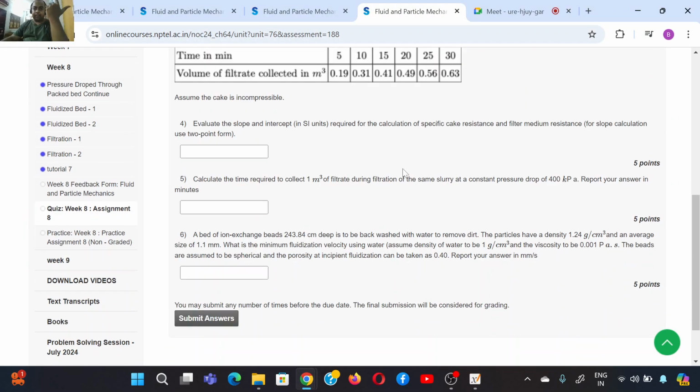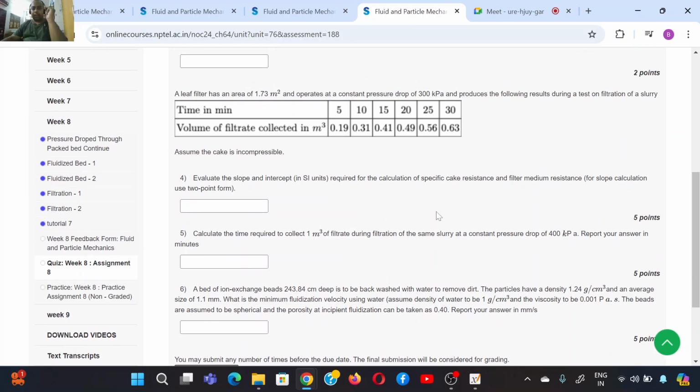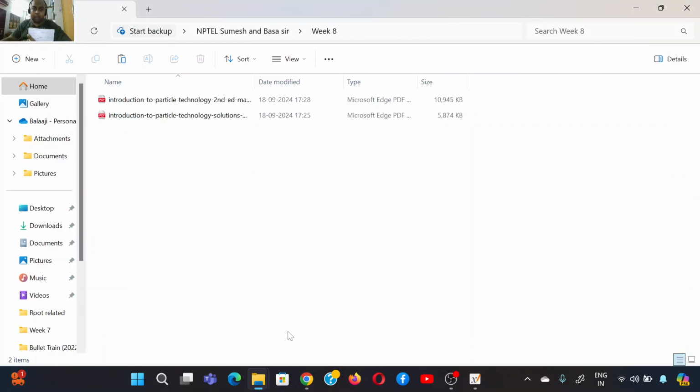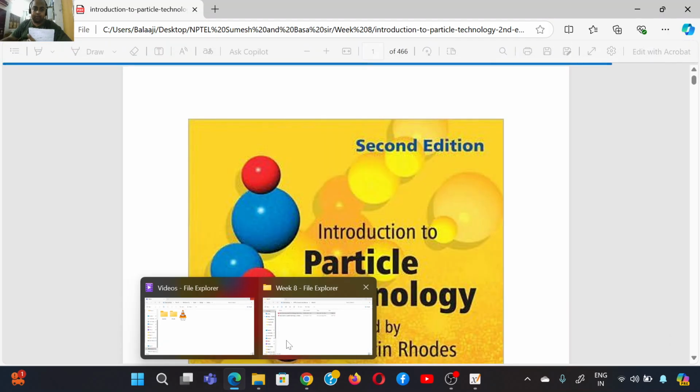But even better, see the next question, I got very confused. I did try in my way, but I'm not sure it is right or wrong. So to calculate the time required, I'm coming back to 4. Calculate the time required to collect 1 meter cube of filtrate during filtration of the same slurry at a constant pressure drop of 400 kilopascal. Now the pressure drop is not 300 kilopascal, it's 400 kilopascal. So I tried to solve it through sir's lectures and all. Like I don't think sir has covered this part that well. So I referred to this book. I'll share that book on Drive also. Don't worry.